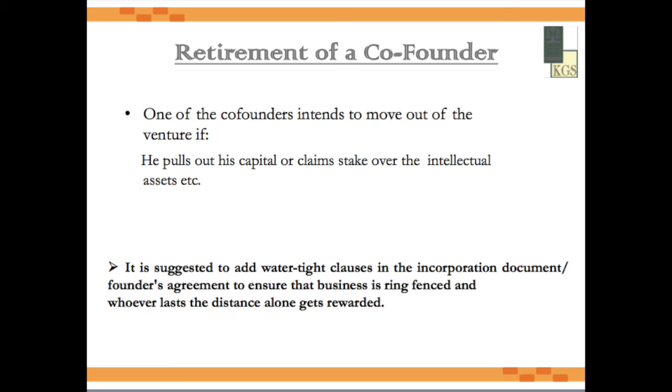The situation gets more complex when there is an angel investor who has invested on the strengths of all the co-founders. Preempting such eventualities, it is suggested to add watertight clauses in the incorporation document or founders agreement to ensure that the business is ring-fenced and whoever lasts the distance alone gets the reward.